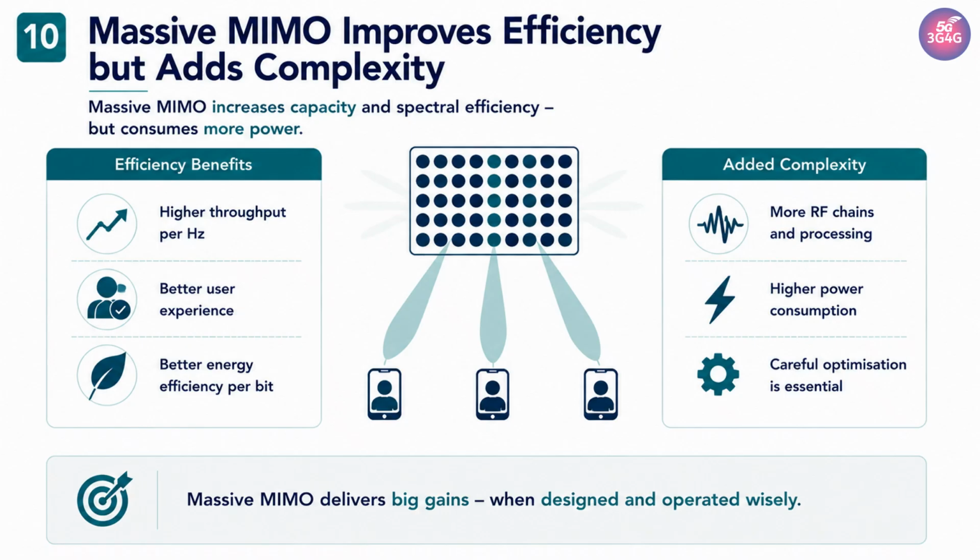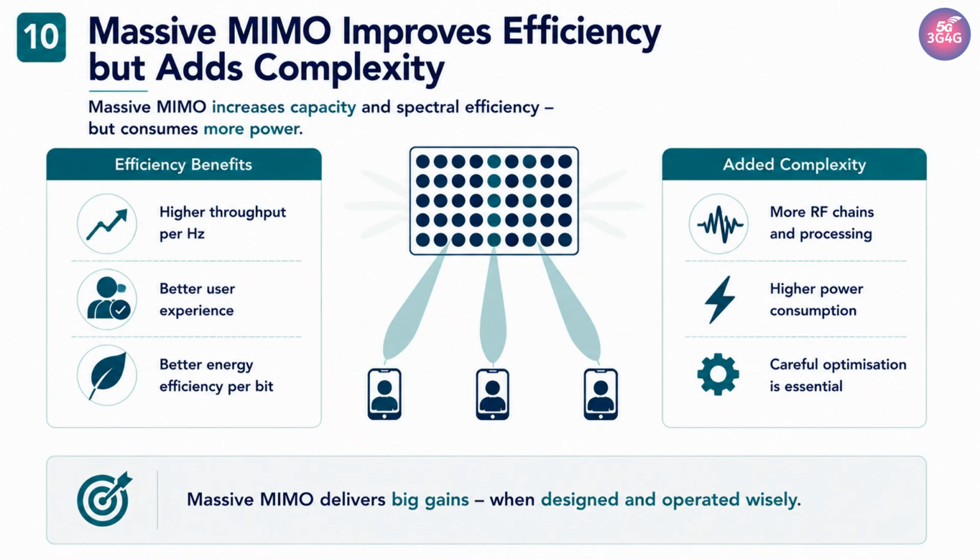But massive MIMO also adds complexity. A massive MIMO radio has many antenna elements, RF chains, and signal processing requirements. If all of these remain active at all times, the site can consume a lot of power, especially when traffic is low.